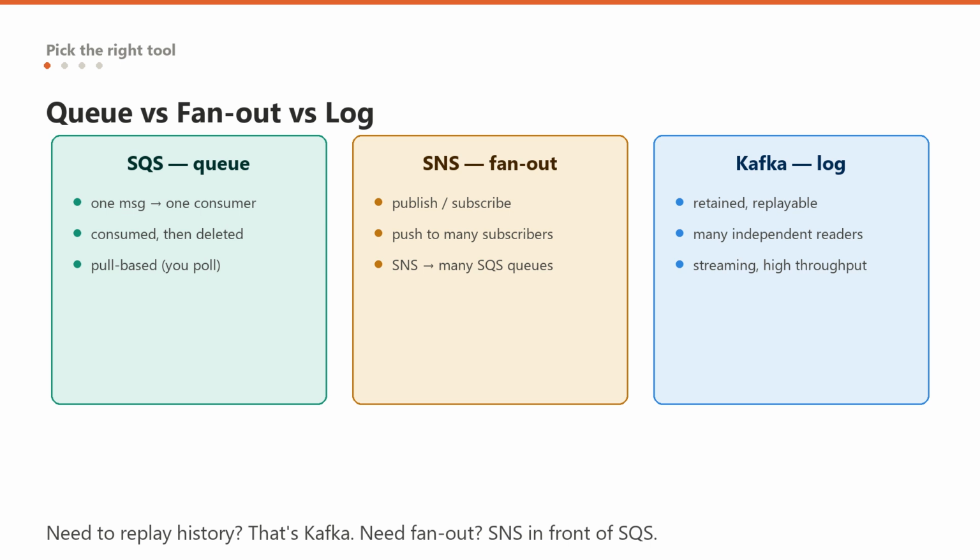A very common AWS pattern is to combine them. SNS fans a message out to several SQS queues, one per team. And Kafka is a log. Messages are retained and replayable, and many independent consumers can read the same stream at their own pace. So, use SQS for simple decoupled work queues, SNS plus SQS for fanout, and Kafka when you need replay, streaming, or very high throughput event pipelines. If they ask when not to use SQS, the answer is when you need to replay history. That's Kafka.